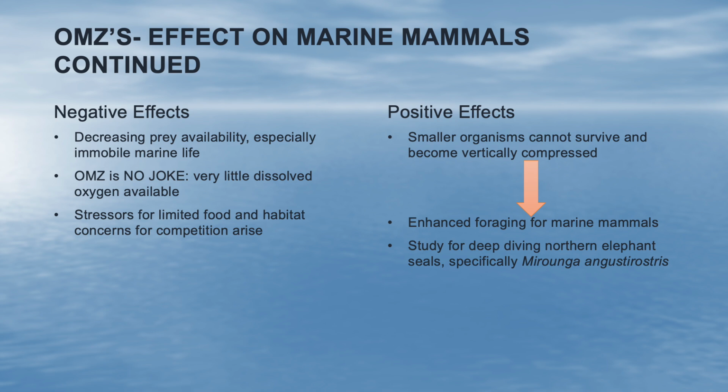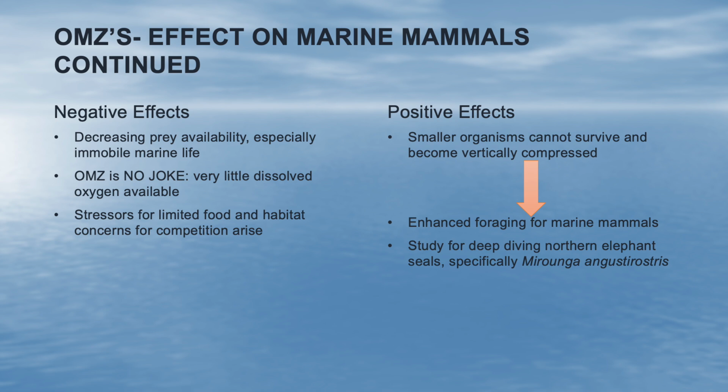However, there are equally as many, if not more, positive effects that happen from these oxygen minimum zones, and it's the changing prey availability and how this affects the vertical compression it induces for many marine mammals' habitats. So, many small organisms which cannot survive in the region of the OMZ will also become vertically compressed, which would be a benefit for marine mammals, as certain species will accumulate in a specific vertical region, which would actually enhance marine mammal foraging as a result.